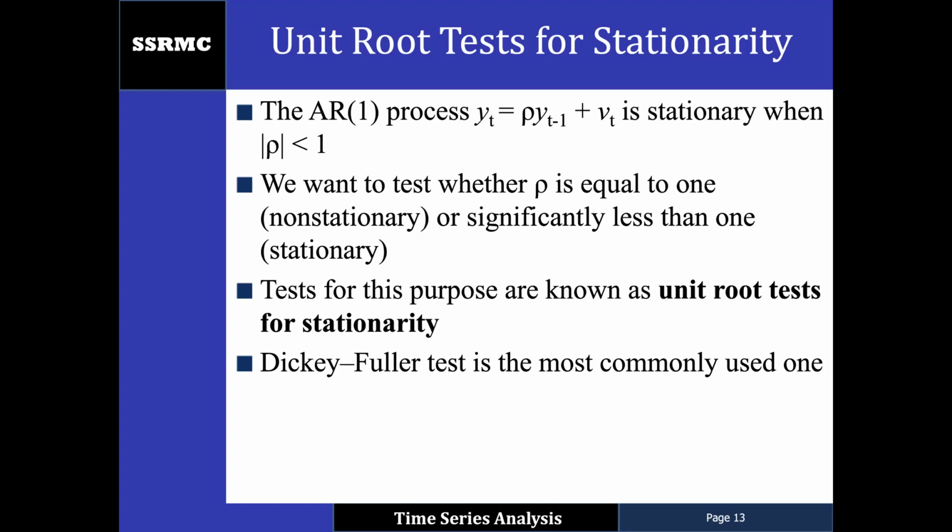So suppose we have this AR(1) process, and the equation shows on the slide: yt equals rho times yt minus 1 plus vt. It will only be stationary when the absolute value of rho is less than 1. So the null hypothesis that we would like to test is whether rho is equal to 1 or not. And we call this test a unit root test because of the null hypothesis that we have. The Dickey-Fuller test is the most commonly used one for this purpose.